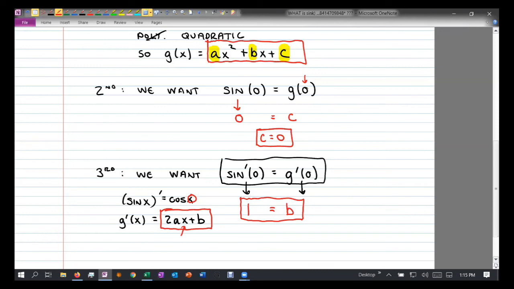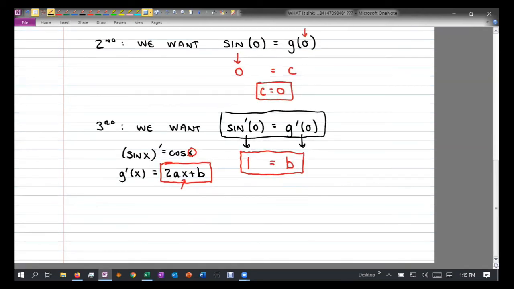Now, why don't we try and make their second derivatives match too? That's smart. Okay, so we go to the fourth condition, and we want the second derivative of sine at 0 to be equal to the second derivative of the g function at 0. This is kind of really bad notation. So we need to know what their second derivatives are. What's the second derivative of sine?